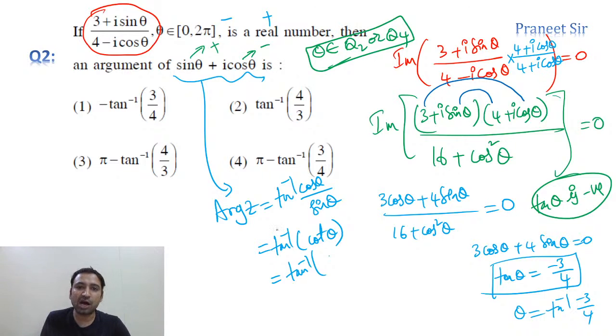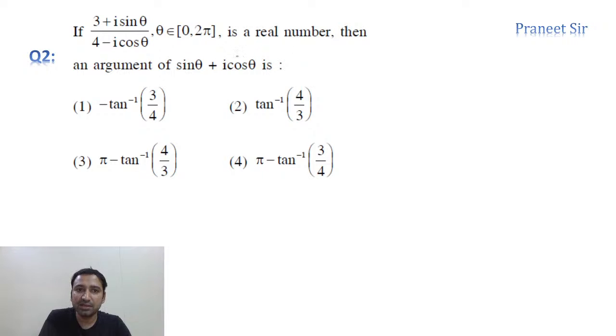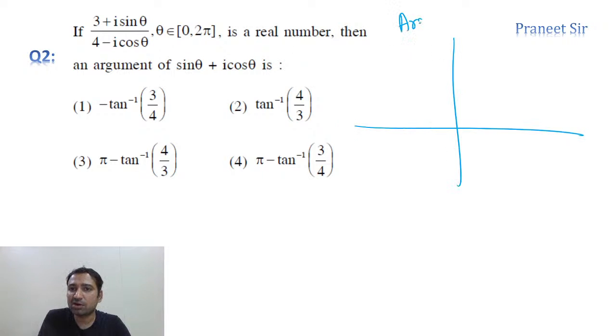So according to the argument table, if you want to calculate the argument of a complex number z, it is equal to tan inverse of y by x, but depending upon the sign of y and x. If y and x both are positive, the formula is argument of z is equal to tan inverse of mod y by x.